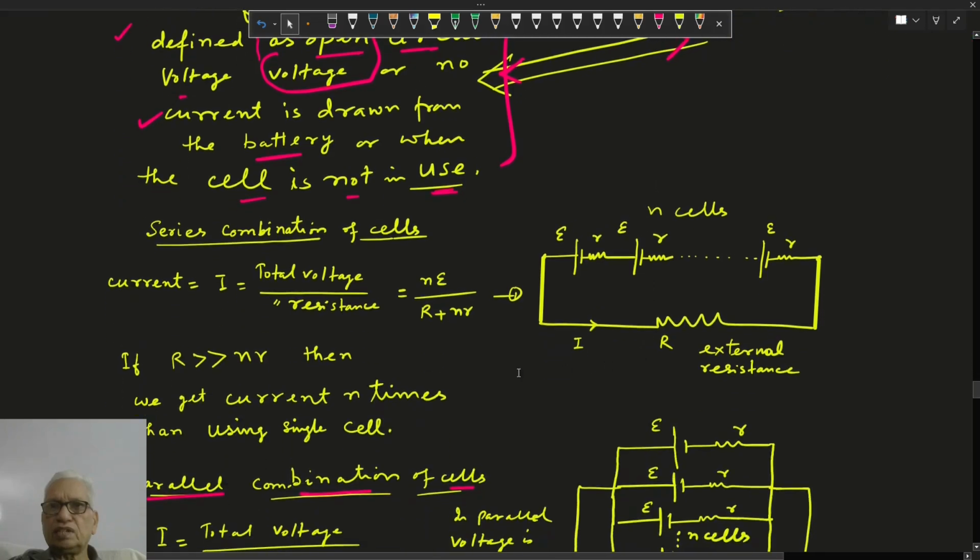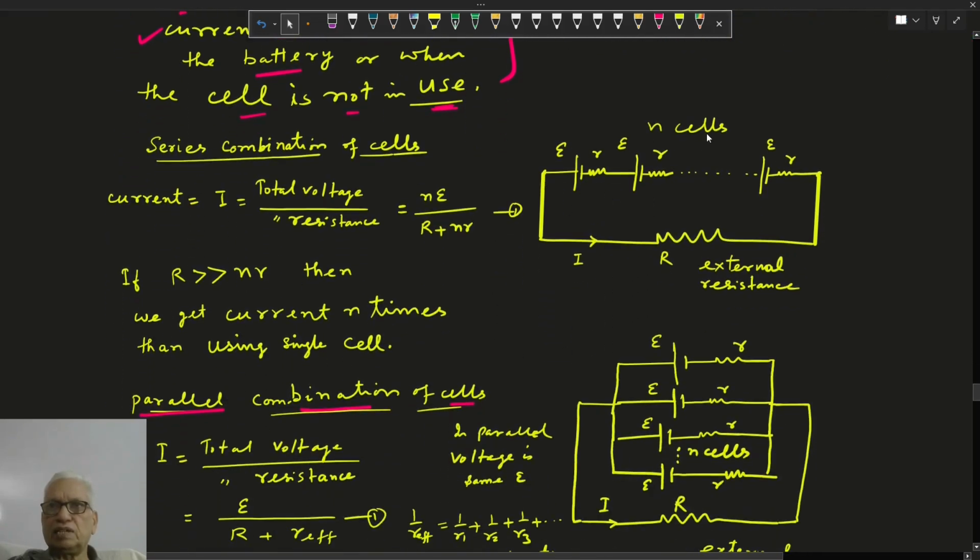Now suppose there are many cells connected, like in a battery. Suppose here a series combination of cells. There are n cells connected in series, and finally this terminal is connected to the external resistance load. Hence current direction will be from positive to negative overall. So current is given by the total voltage divided by the total resistance. Positive and negative terminals are connected, so total voltage will be nE upon total resistance, which is R plus nr. If external resistance is much more than nr, nr can be neglected, then it will be nE upon R.